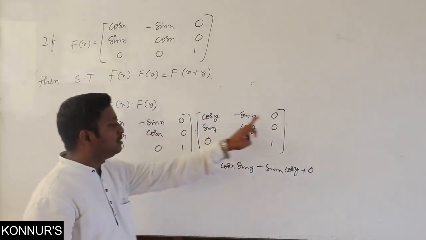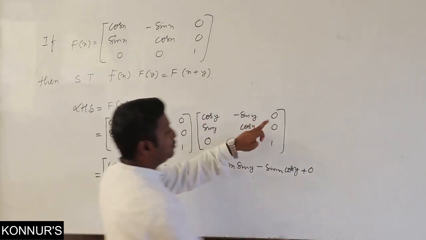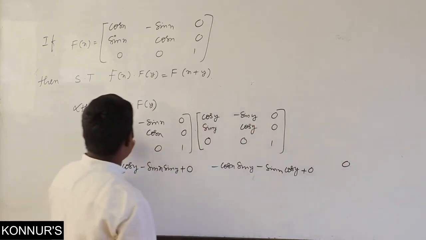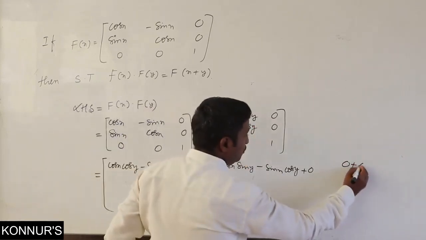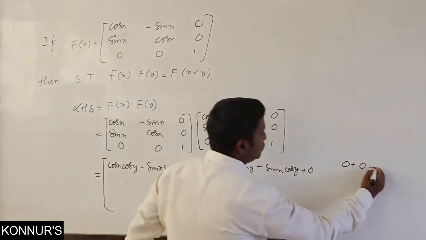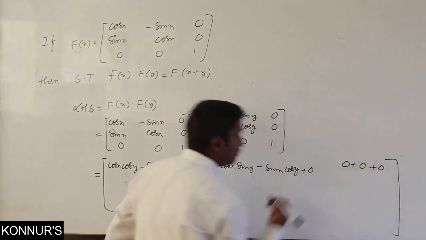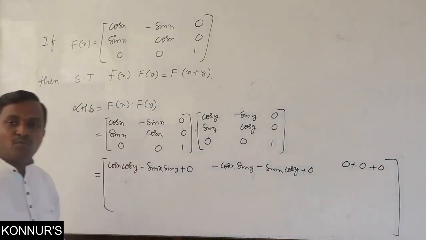Next, first row, third column. Cos x into 0, 0. Minus sin x into 0, 0. 0 into 1, 0. First row, third column is 0.